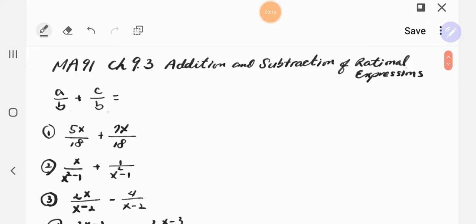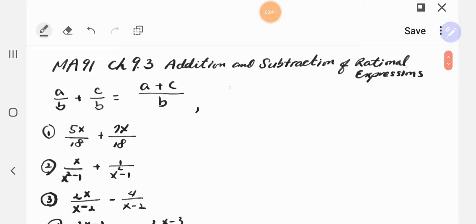If the denominators are the same, we just add the numerators. So a plus c over b. We make the denominator the same: the denominator is b, so we have one fraction whose denominator is b, and the numerator is just the addition.